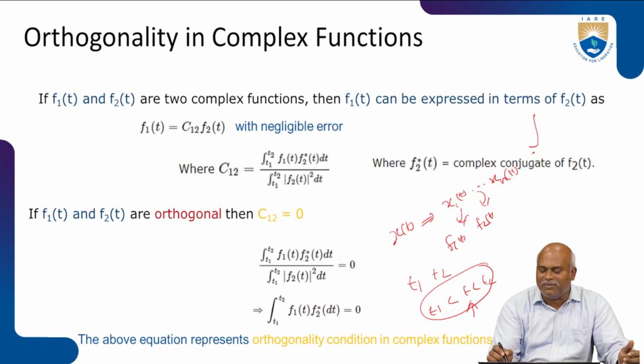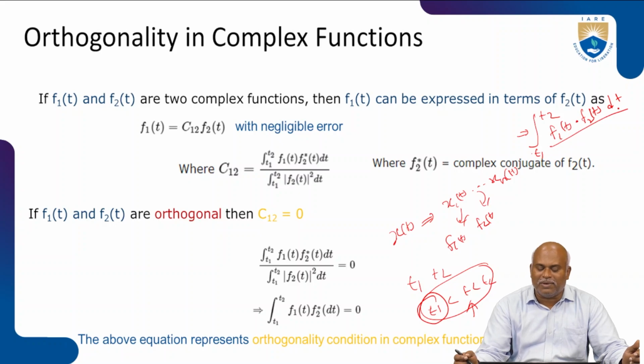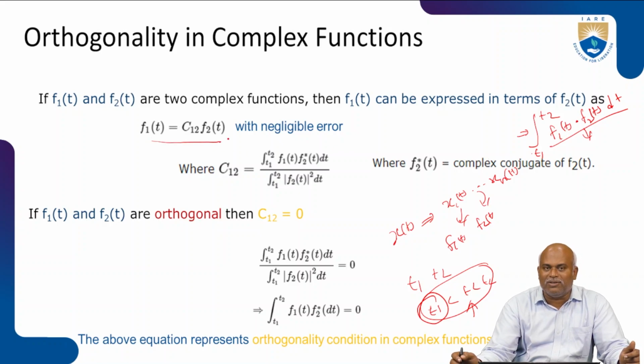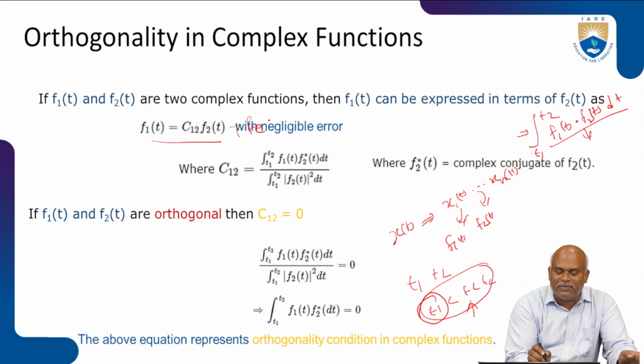We represent it by the integration from t1 to t2 of f1 of t into f2 of t with respect to dt. Then this is represented as an orthogonal function. In this orthogonal function, f1 of t can be expressed in terms of f2 of t. Then we write f1 of t is equal to c12 f2 of t with negligible error. Then fe of t is also present, this error value fe of t is equal to 0. Now the error value is negligible, then we need to find c12.